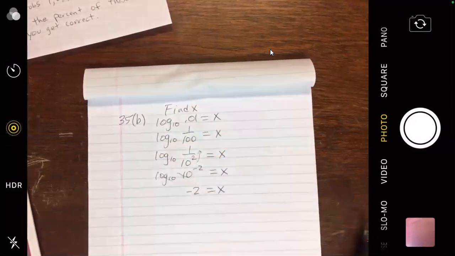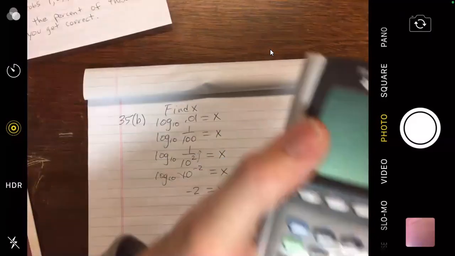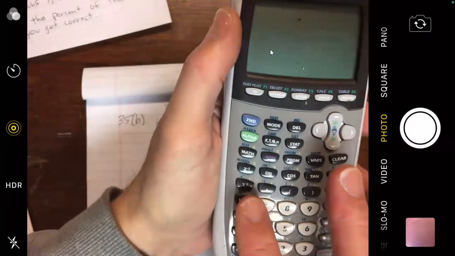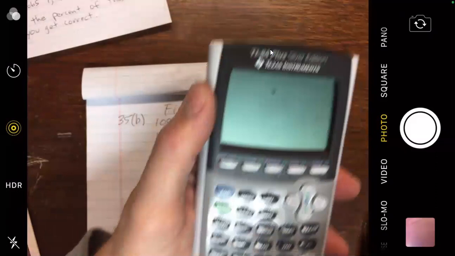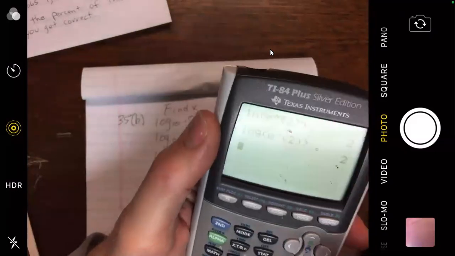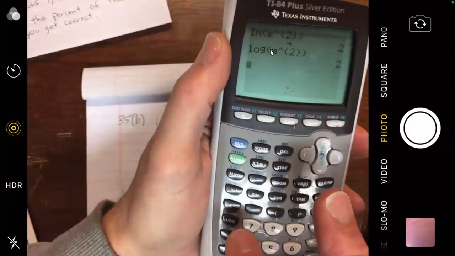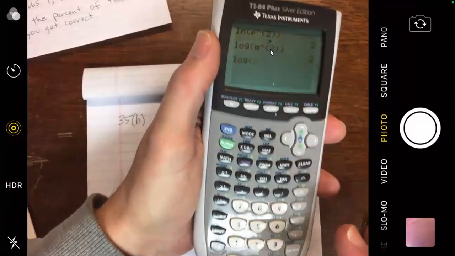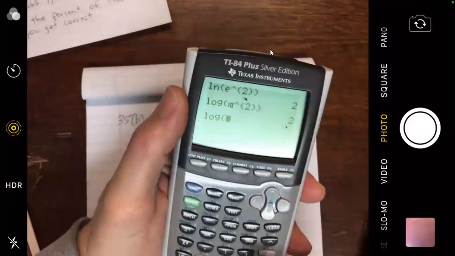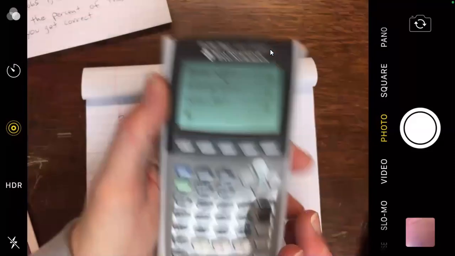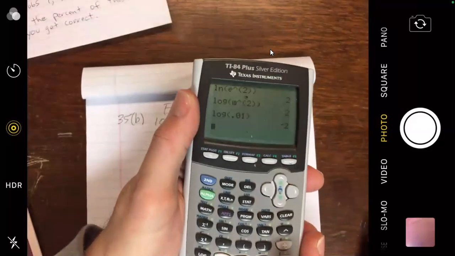And just to double check this one, since they did give this one on the calculator, you can literally punch LOG. I've got to turn the calculator on. Okay, so you can literally punch LOG, if you get the glare off, of 0.01. And there you are, negative 2.